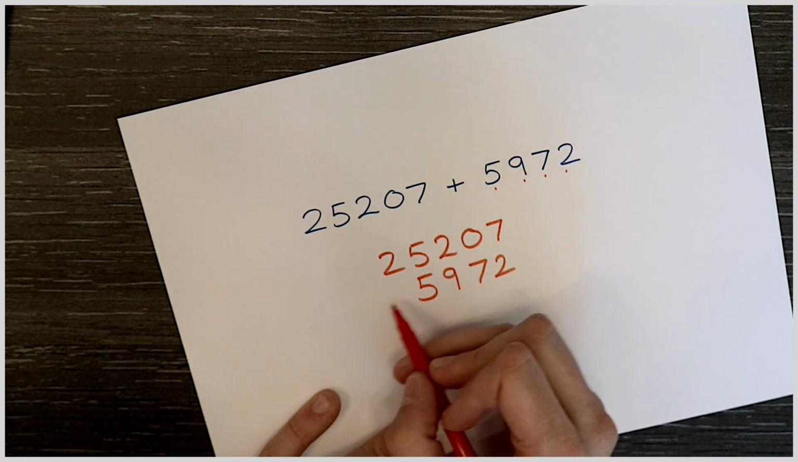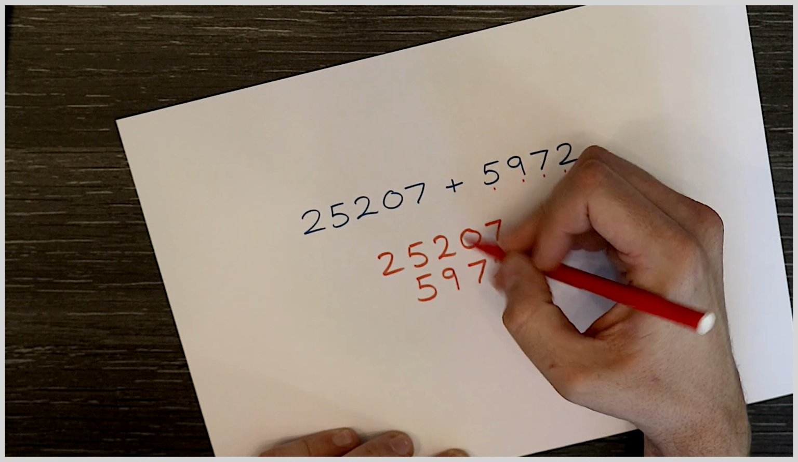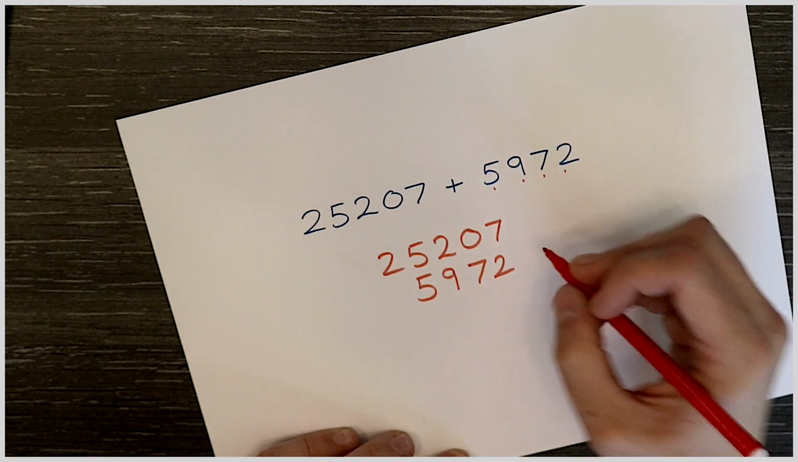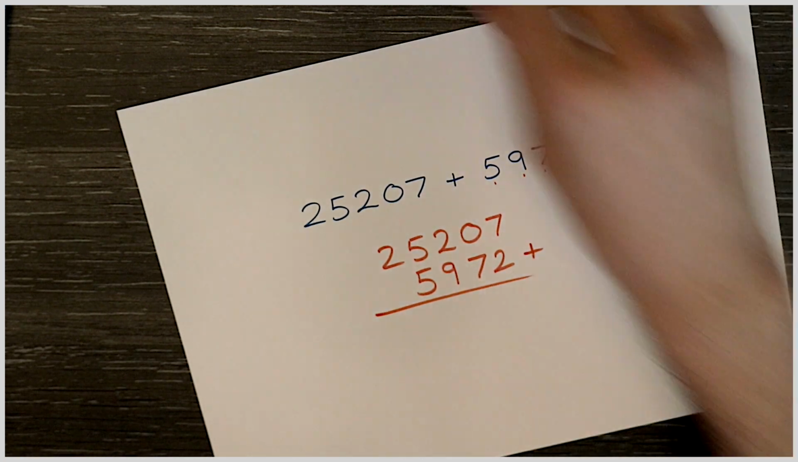Okay, lots of people start it here and it's wrong. It needs to be lined up. So you've got your ones, your tens, your hundreds, your thousands, and your 10,000s. And we're going to add these together. So let's have a little look at what we get.